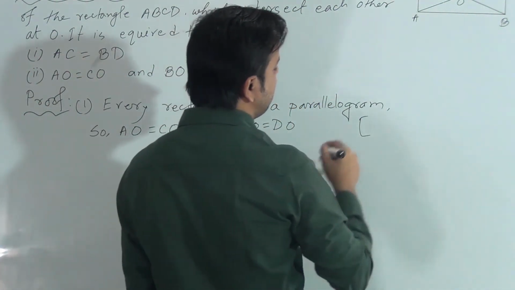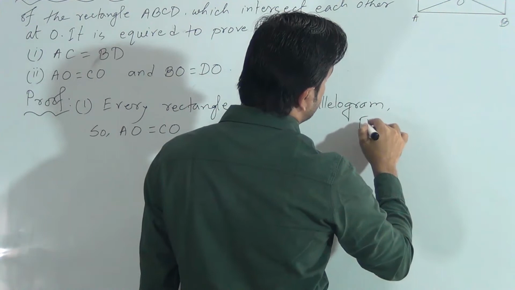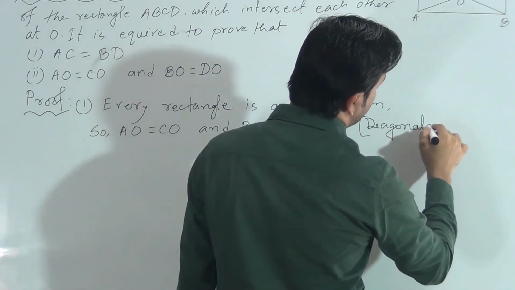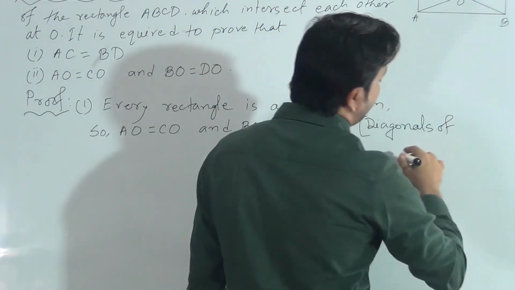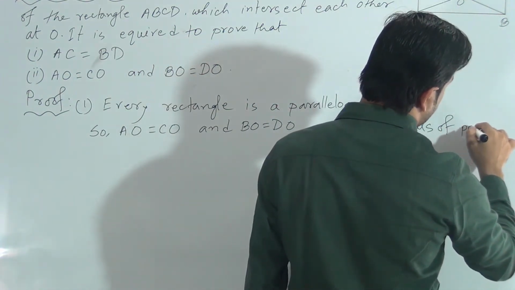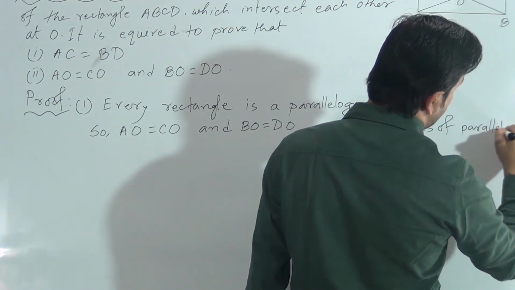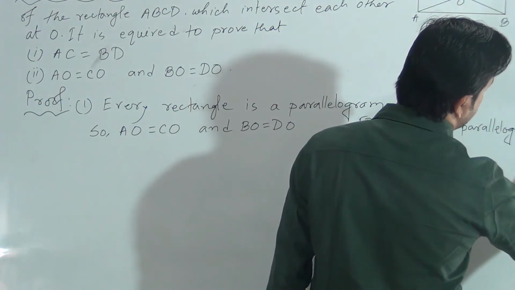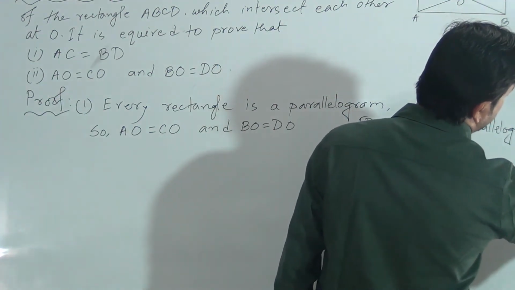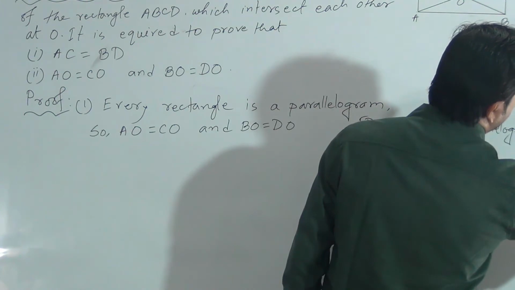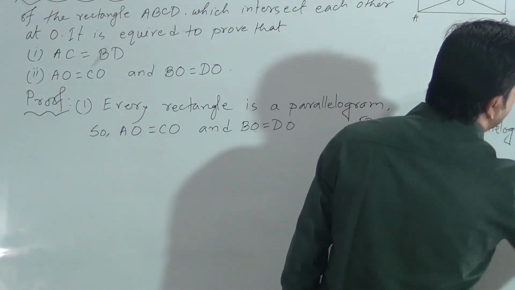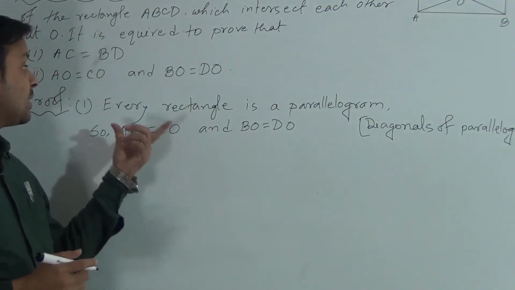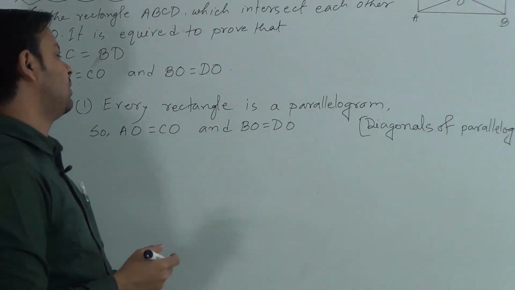We can write here the justification: diagonals of a parallelogram bisect each other. For this reason, we can write this as every rectangle is a parallelogram.